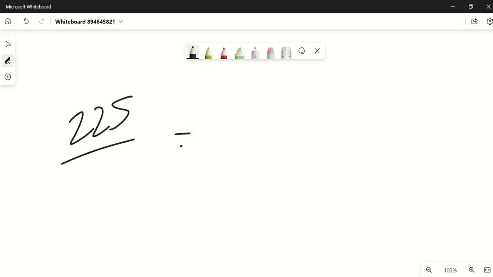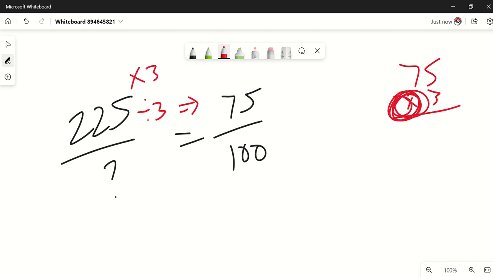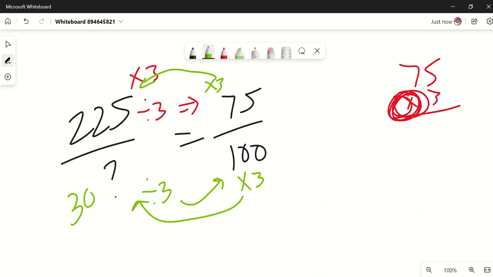225 is 75% of what number? Again, we divided this by 3 to get to 75 because we guessed and checked and we found out that this, and this is where I made my mistake, was with multiplying. I ended up trying to multiply by 3 instead of dividing by 3. So what number divided by 3 should be 100? Or better yet, since I multiplied this by 3 to get to here, I'm going to multiply 100 by 3 to get to here, which would be 300. So 225 is 75% of 300.